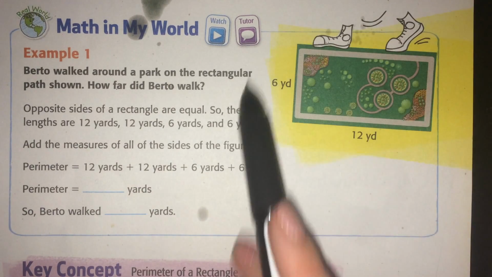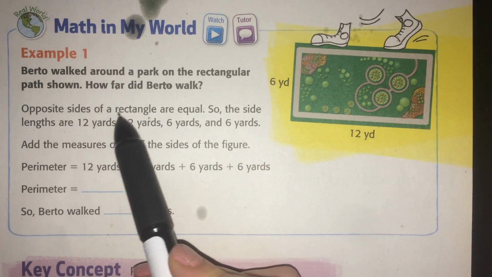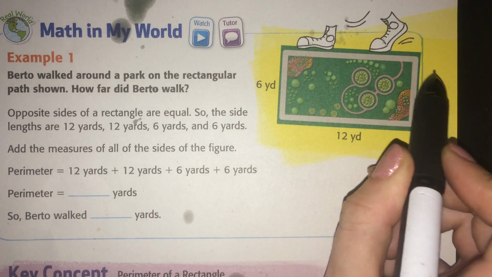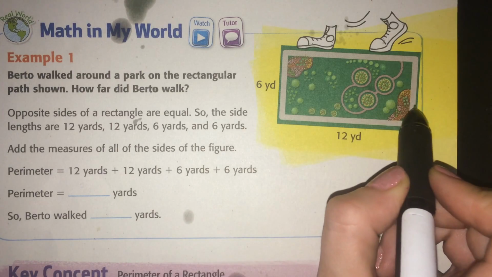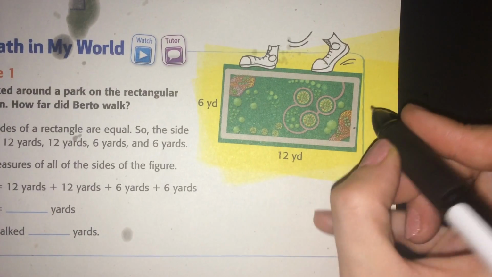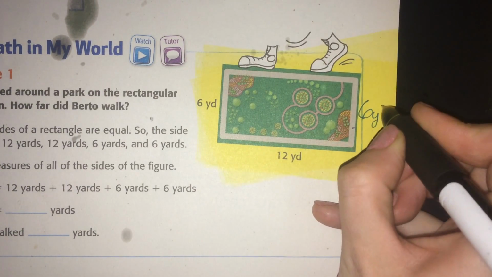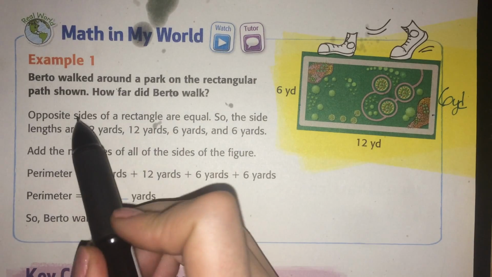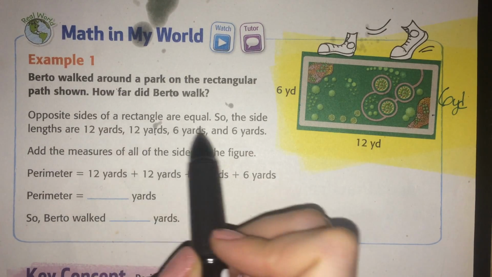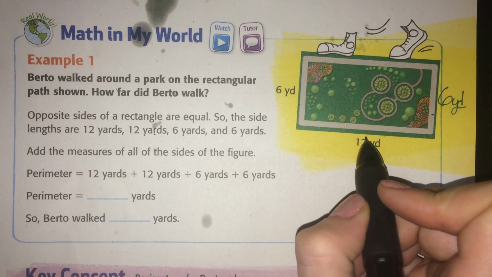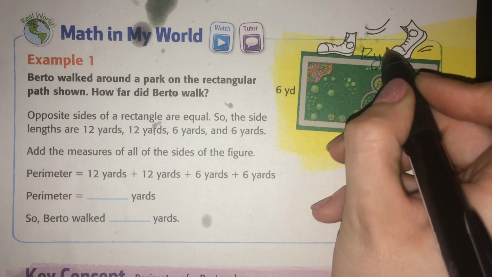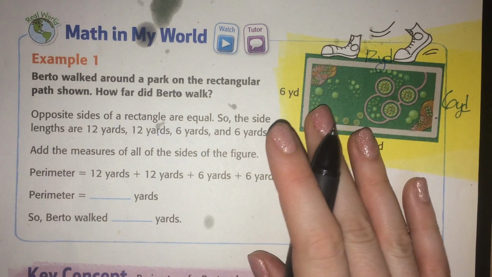Here's how you figure this out. Opposite sides of a rectangle are equal. If you have a real rectangle, the side on the opposite is going to be the same length. So if this one is 6 yards, then over here, this is going to be 6 yards. So the side lengths are 12 yards and 6 yards. On the opposite side, 12 yards, this side's going to be 12 yards as well, again, if this is a real rectangle.